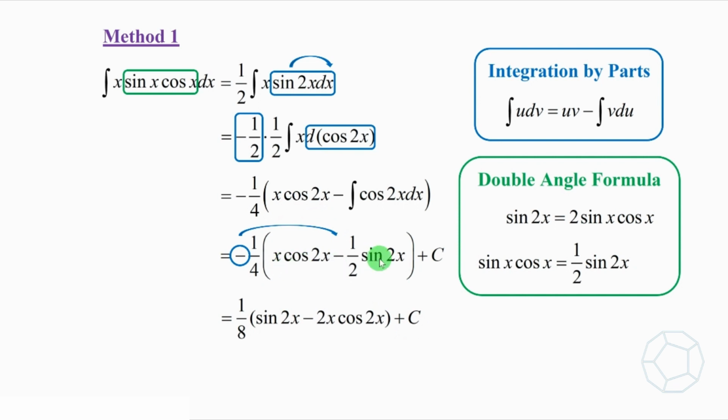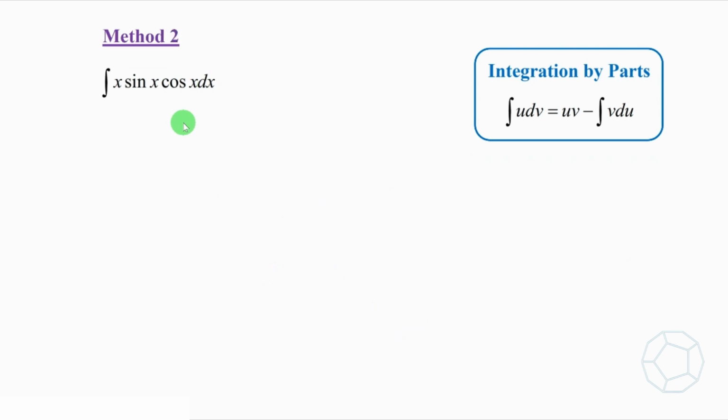Then, what is the second way to solve this problem? For method 2, we're going to absorb one term right away. Let's focus on the term cosine x. If we absorb it into the differential, that is to integrate it, then it is changed to integrate x sine x d bracket sine x. Now, we look at the part sine x d bracket sine x.